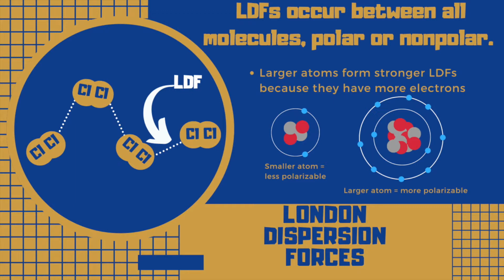For example, the molecule C2H6 is more polarizable than CH4. Therefore, C2H6 forms stronger LDFs.